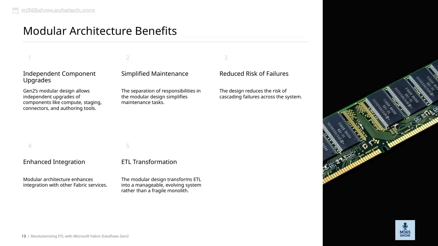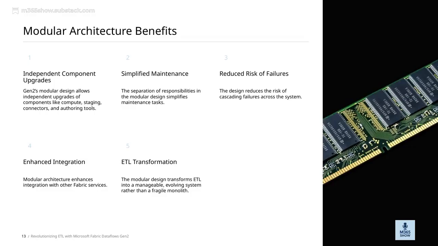Next, the modular architecture significantly enhances integration with other Fabric services. This means that different parts of our data ecosystem can work more seamlessly together, creating a more cohesive and efficient environment. Another key point is risk reduction. Because the design isolates different components, it minimizes the chances of failures cascading throughout the system. If one part encounters an issue, it doesn't necessarily bring down the entire pipeline.